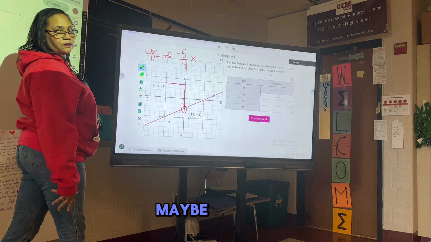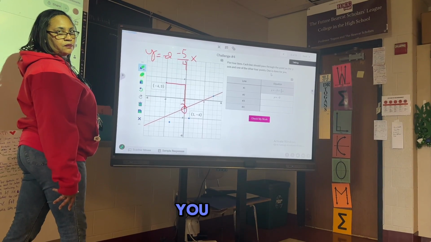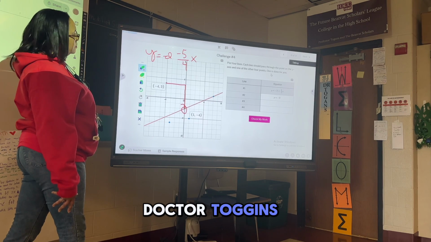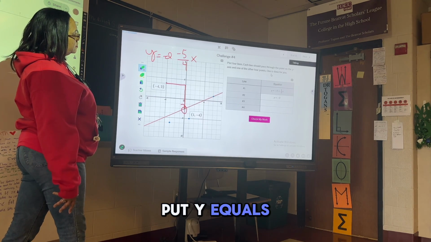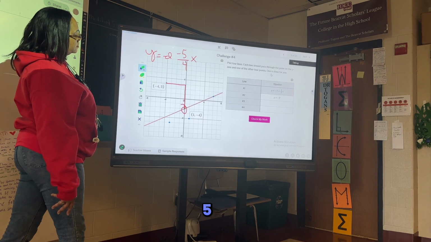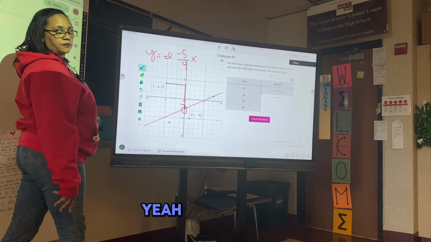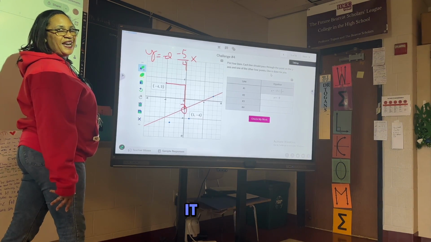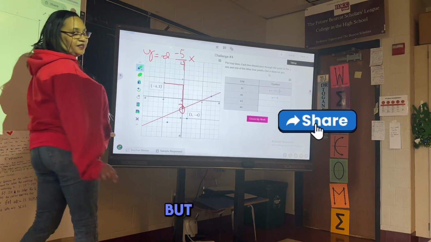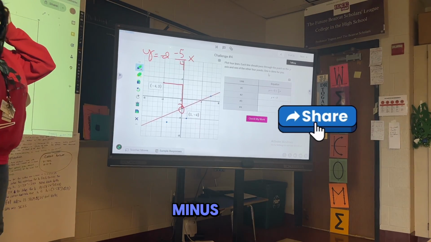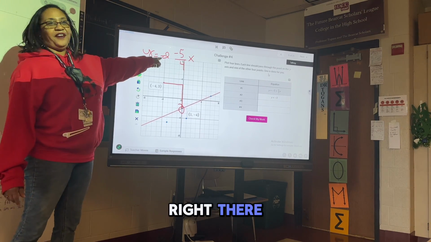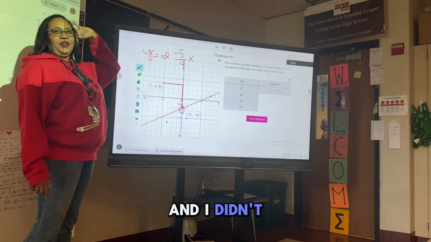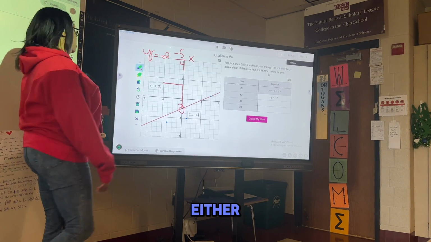Oh wait, maybe you did that. I think you did it the wrong way. I put y equals -2 minus 5 over 4x. Yeah, that's what it's supposed to be. You did it two negatives. She put it wrong. It's ugly, but she just didn't like the minus sign. It's right there, it's just ugly. I don't know where my pen is either. Let me see it. Alright.